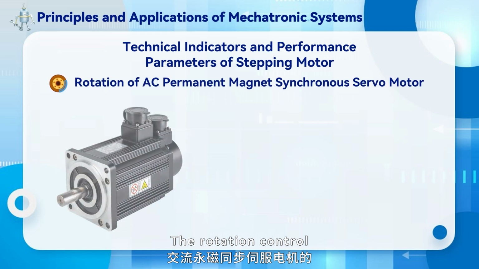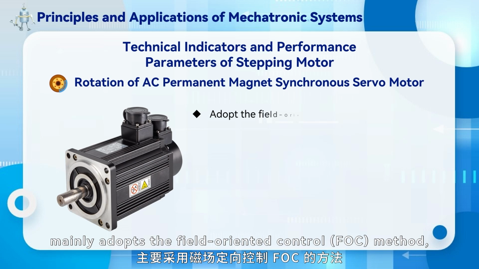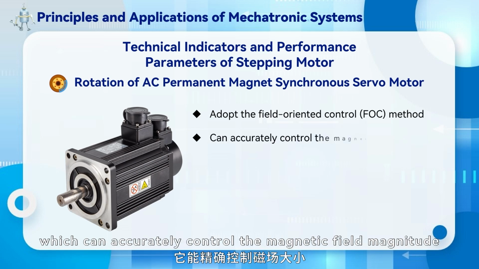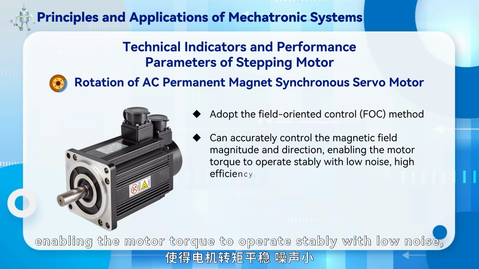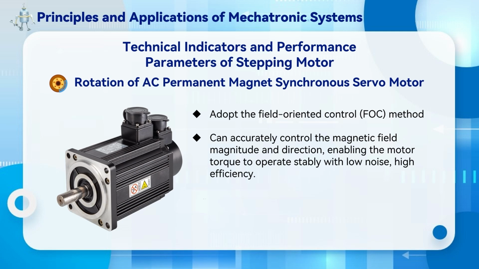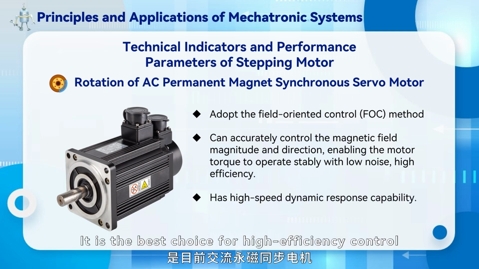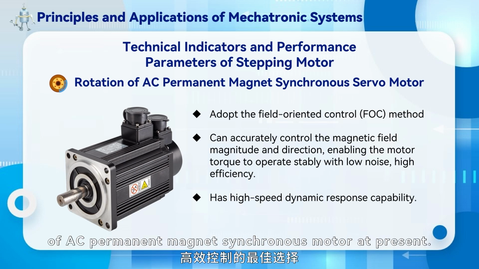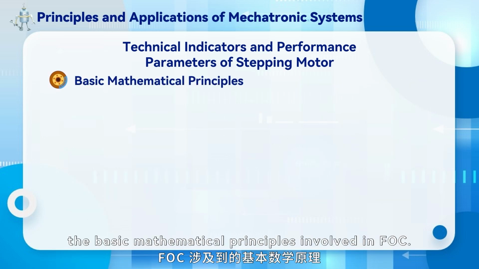The rotation control of AC permanent magnet synchronous servo motor mainly adopts the field-oriented control (FOC) method, which can accurately control the magnetic field magnitude and direction, enabling the motor torque to operate stably with low noise, high efficiency, and high-speed dynamic response capability. It is the best choice for high-efficiency control of AC permanent magnet synchronous motor at present. The following introduces the basic mathematical principles involved in FOC.